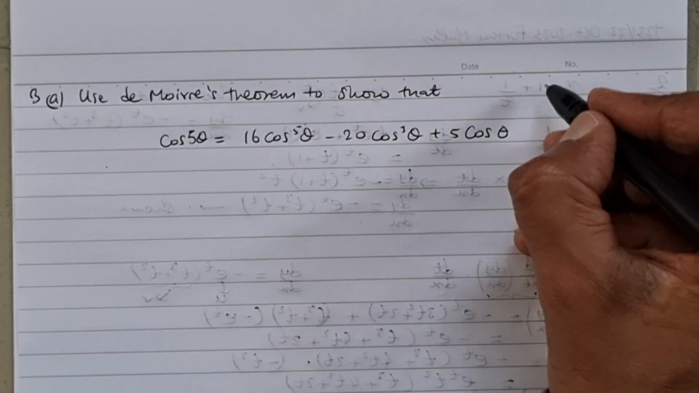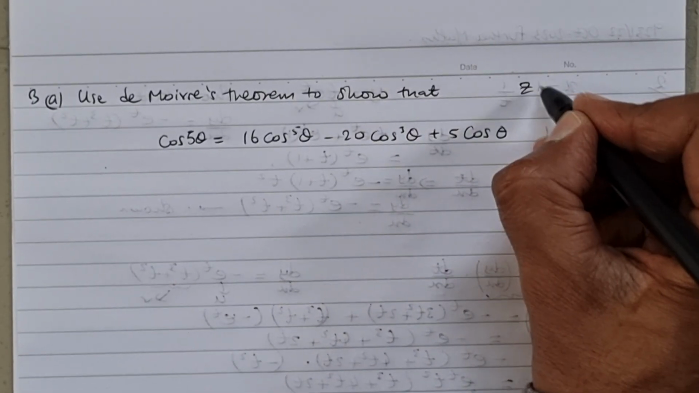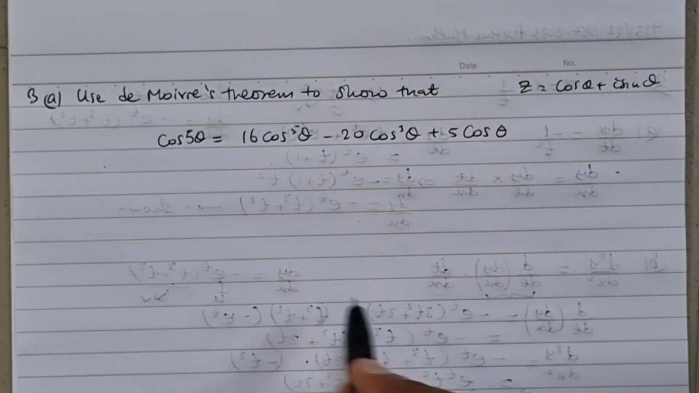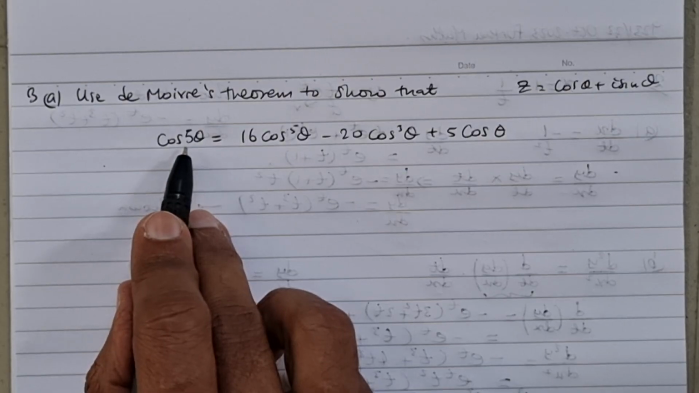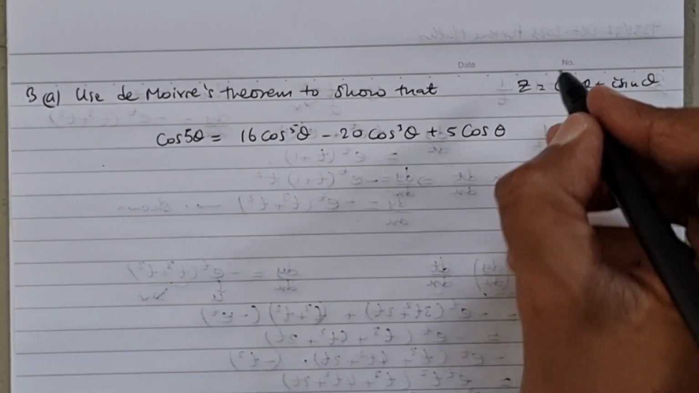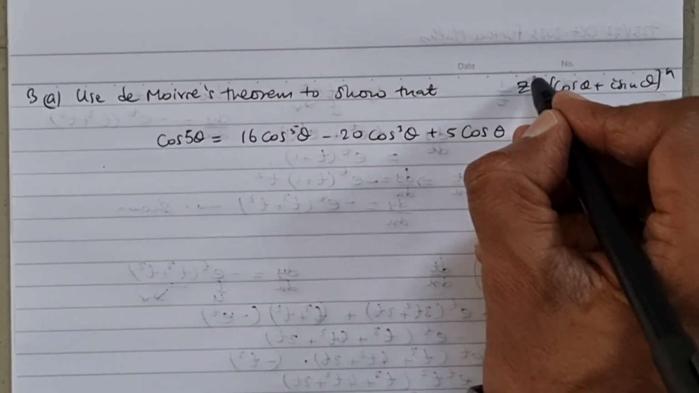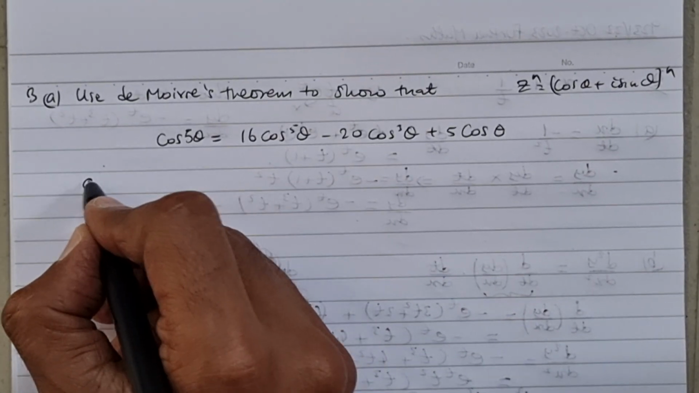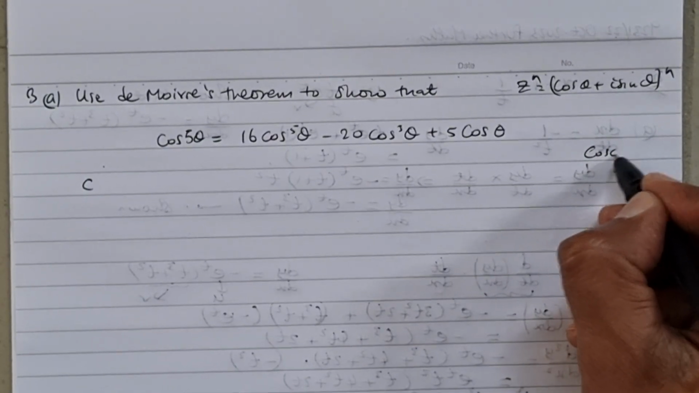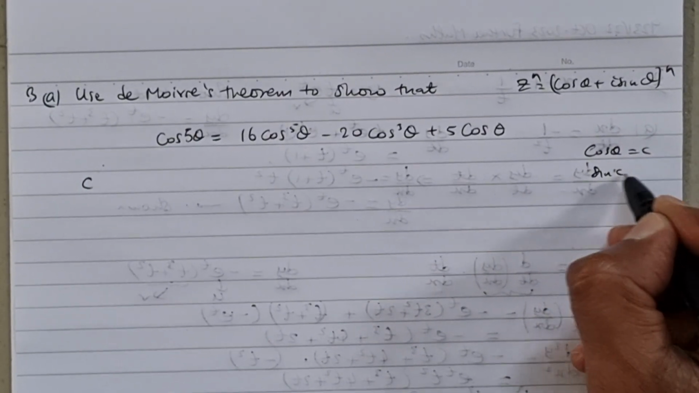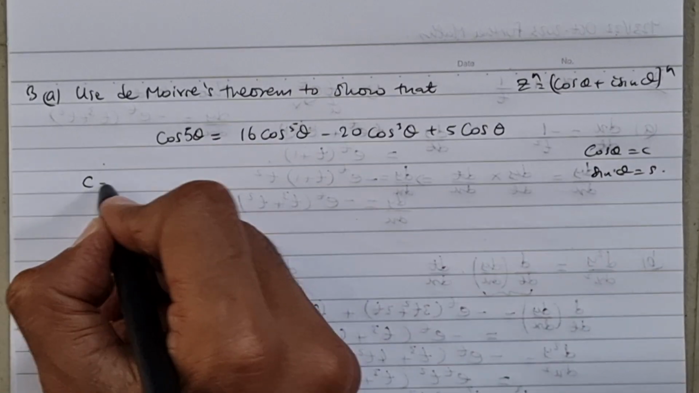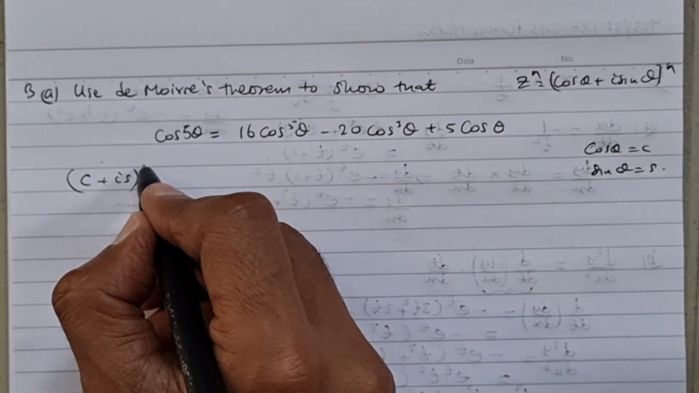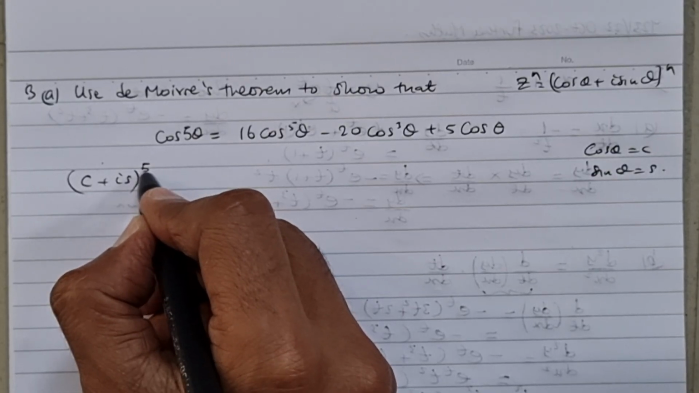But what is de Moivre theorem? Basically, we say that z is equal to cos of theta plus i sine of theta. So this is power 5. I mean, this is 5 here, so the power is going to become 5. So this is power n. So what we have then, I'm going to use c for cos of theta, and then for sine of theta, I'm going to use s. So c plus is to the power of n, to the power of 5, basically.